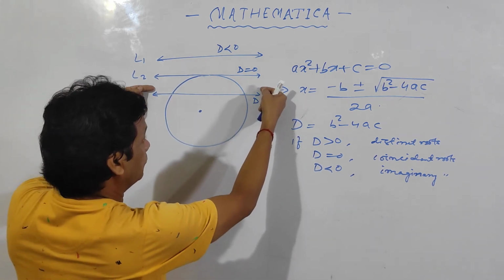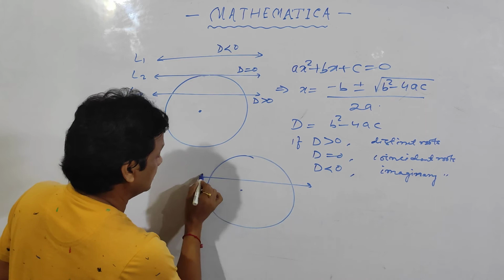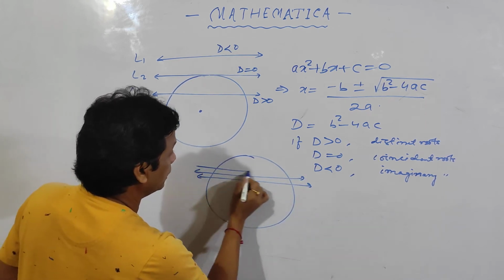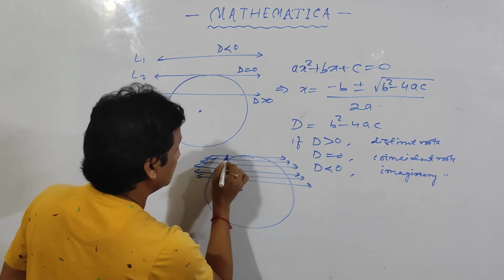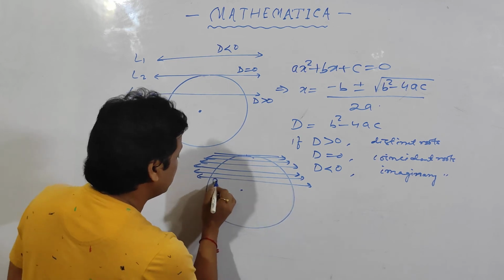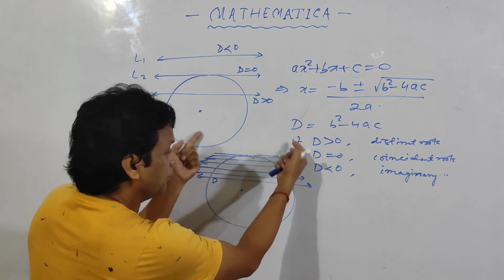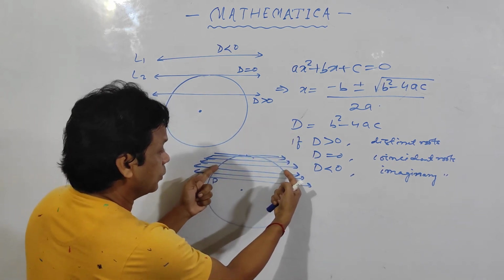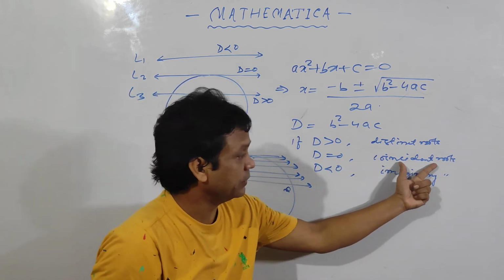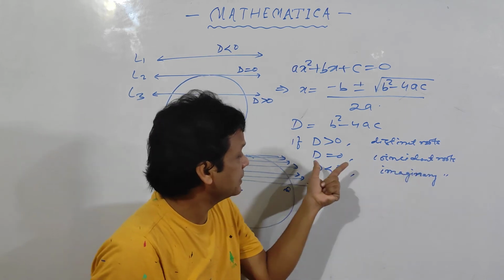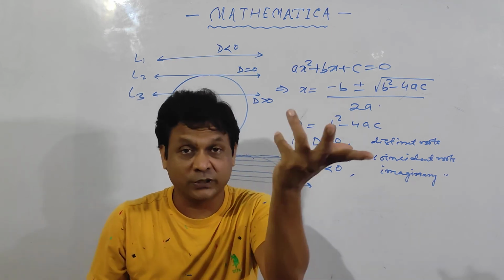If we move this line in the upward direction, slowly, then the 2 points P and Q come closer to each other. So finally, the 2 points coincide. This is the point, coincident points. That means if the 2 points coincide, then the straight line is said to be tangent to the circle.